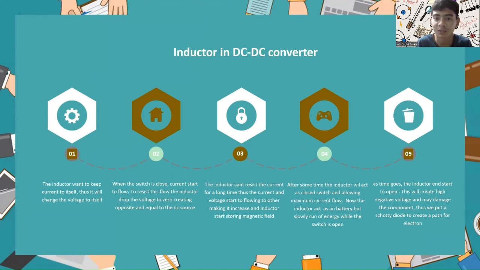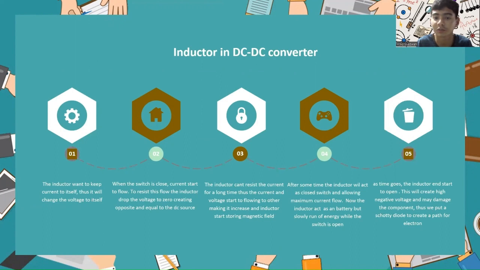This is possible due to the magnetic field generated in the inductor, but it cannot resist for a long time. Thus, the current starts flowing, and the voltage at the other end starts rising. This will make the inductor store energy in its magnetic field. After some time, the inductor will stabilize and act as a closed switch, allowing the maximum amount of current to flow.